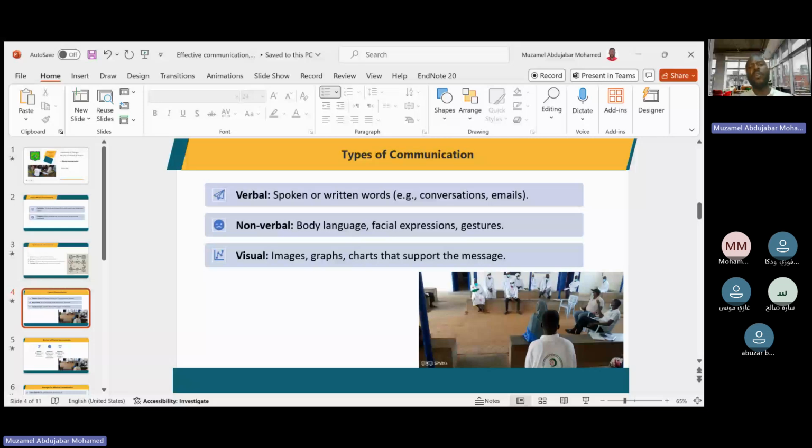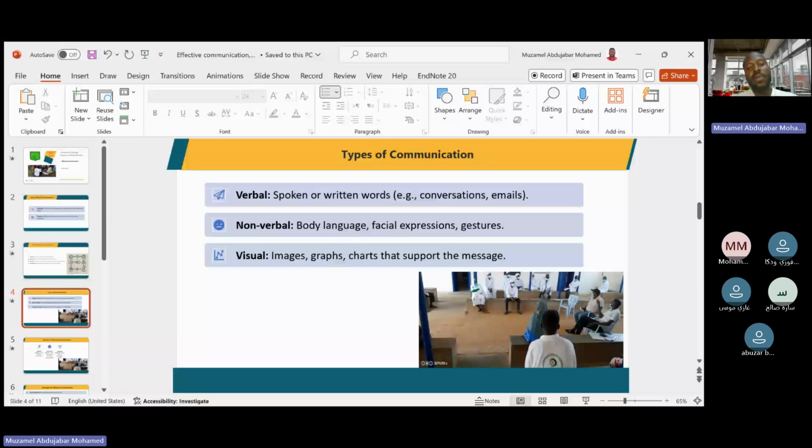Secondly, non-verbal. Non-verbal means it does not have words, just your body language or your gesture or your facial expression. This is non-verbal. It does not use words. You can use your body or your facial expression or your gesture. That means non-verbal does not use words, does not talk. Just you can do body language.